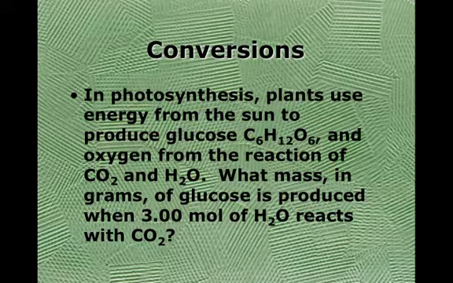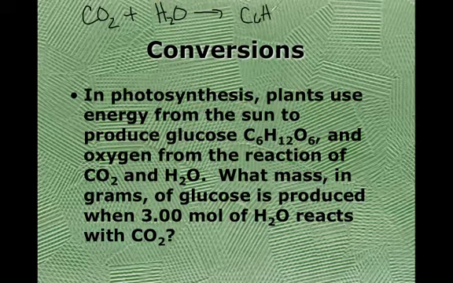So in photosynthesis, plants use energy from the sun to produce glucose and oxygen from the reaction of carbon dioxide and water. So we need to write an equation for that, correct? So what are our reactants? What's reacting together? And our products? And which is O2.